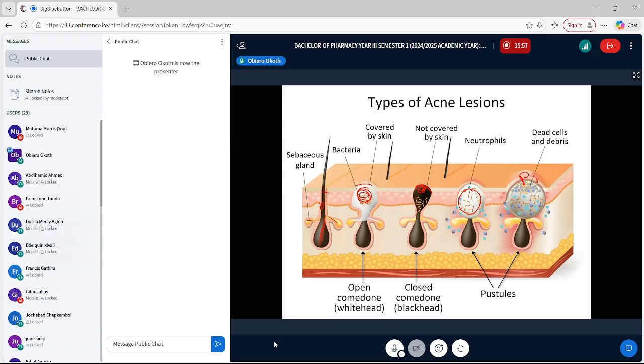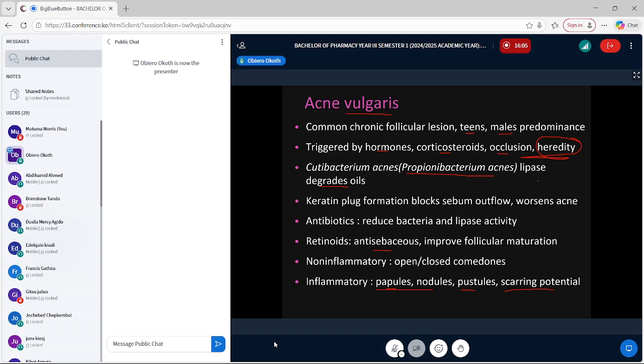Acne is extremely common. The treatment we use is directed towards the inflammation, the bacteria, and the issue of follicle maturation and anti-sebaceous effects. Or sometimes we combine them.